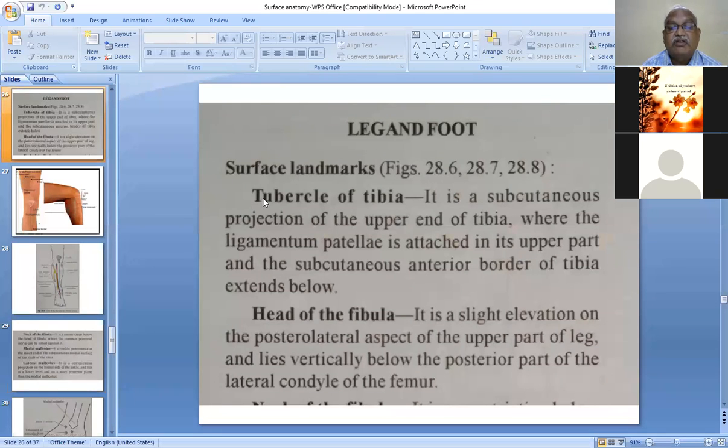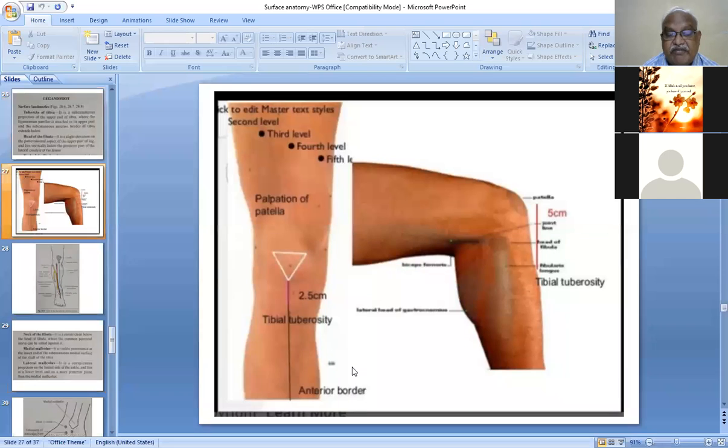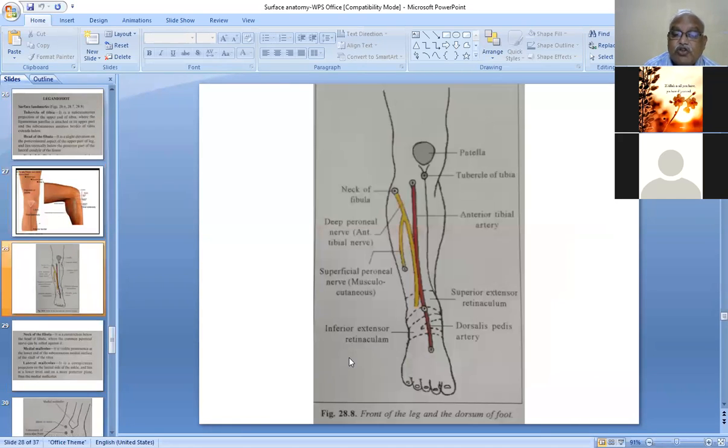Now leg and foot, surface landmarks. Tubercle of tibia is a subcutaneous projection of the upper end of tibia where the ligamentum patellae is attached in its upper part, and the subcutaneous anterior part of the tibia extends below. The head of the fibula is a slight elevation on the posterolateral aspect of the upper part of the leg and lies vertically below the posterior part of the lateral condyle of femur. So you have to mark the underlying structures superficially.